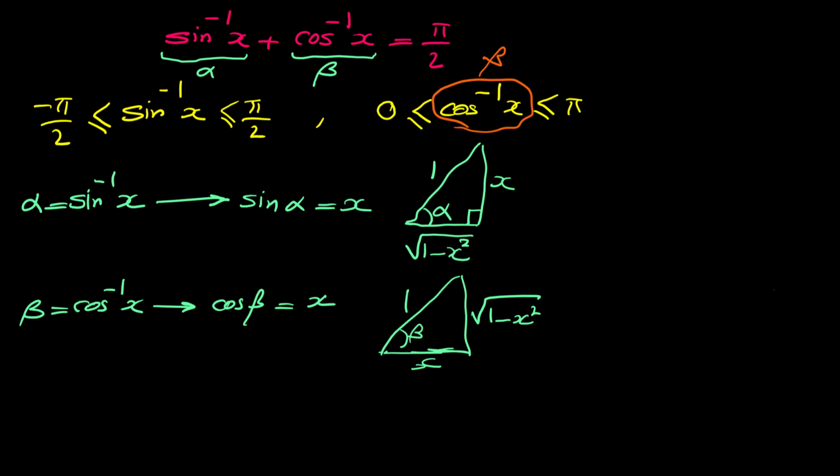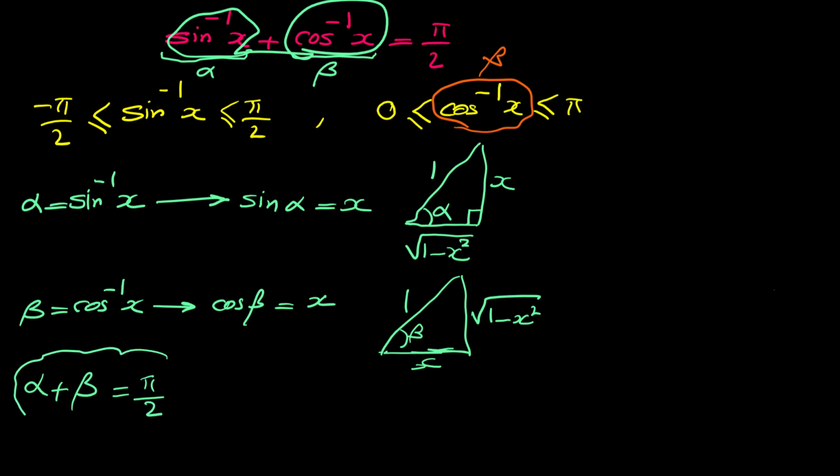Now look at these two triangles. We have every side of the triangles. Now we can finish our proof for this relation. With the aid of these triangles and the sum formula, we want to prove that this relation is true, that sine inverse of x plus cosine inverse of x is pi over 2. So we want to prove that alpha plus beta, where alpha is this and beta is this, is pi over 2. This is our aim basically. We want to show this relation is true.